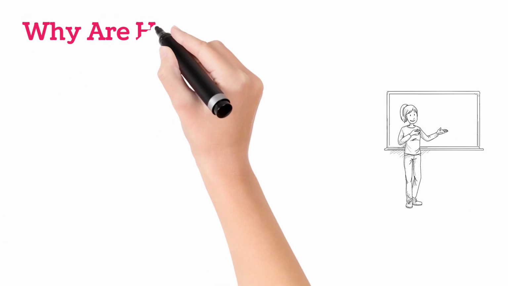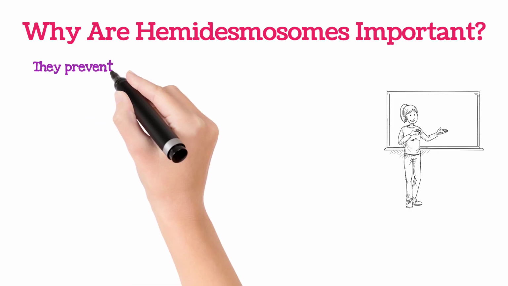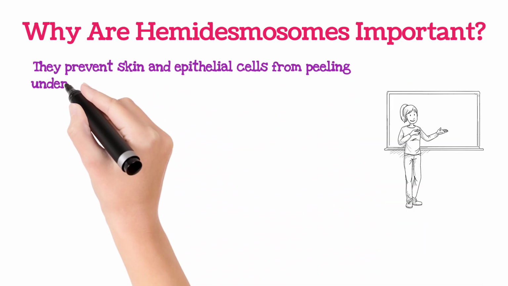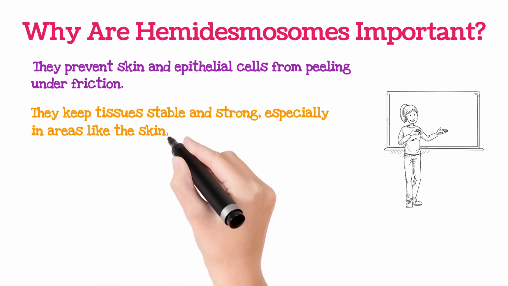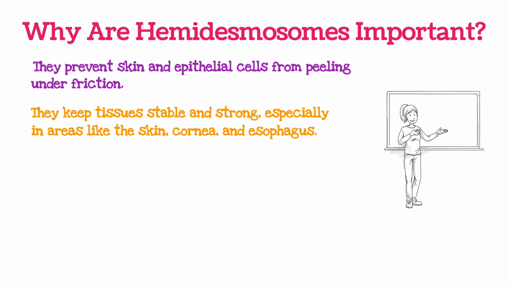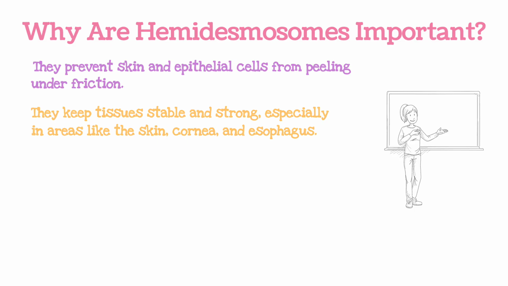Why hemidesmosomes are important. They prevent skin and epithelial cells from peeling off under friction. They keep tissues stable and strong, especially in areas like the skin, cornea, and esophagus.